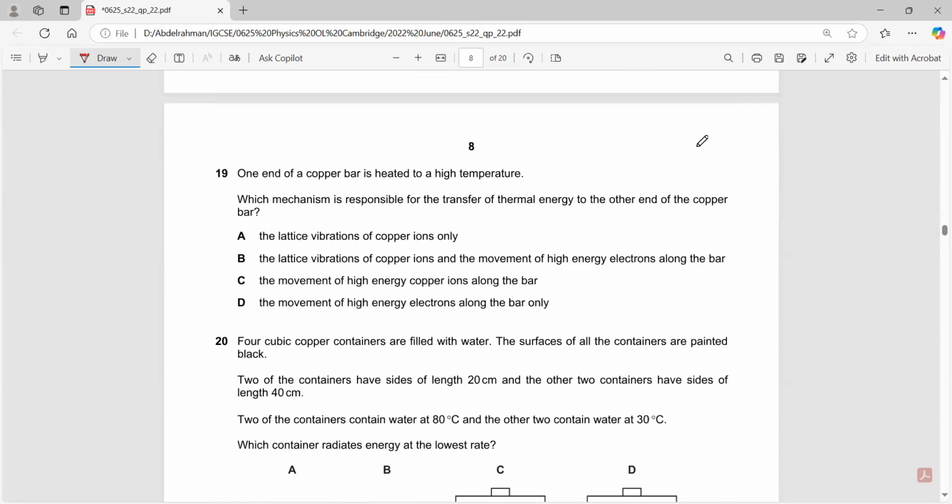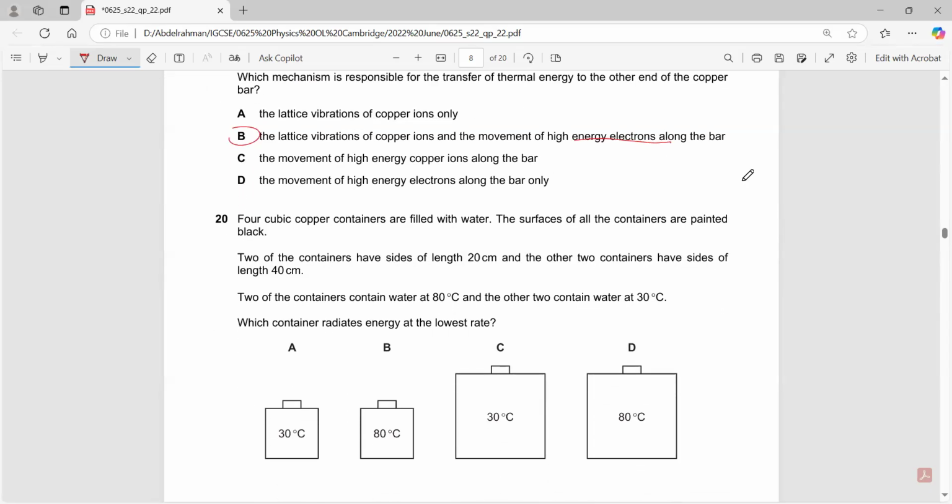Question 19. One end of the copper bar is heated to a high temperature. Which mechanism is responsible for the transfer of thermal energy to the other end of the copper? Definitely this is conduction. Is it conduction by lattice vibration of copper ions only? No, this is copper, which is a metal, meaning that you also have free moving electrons.